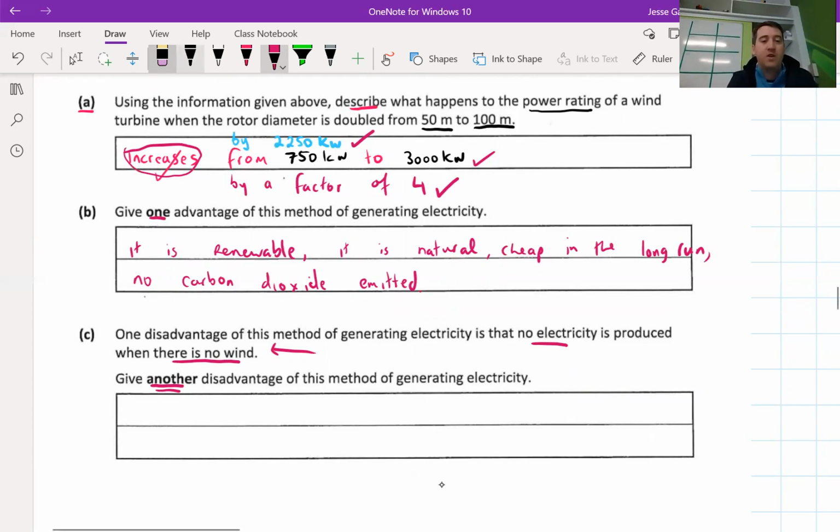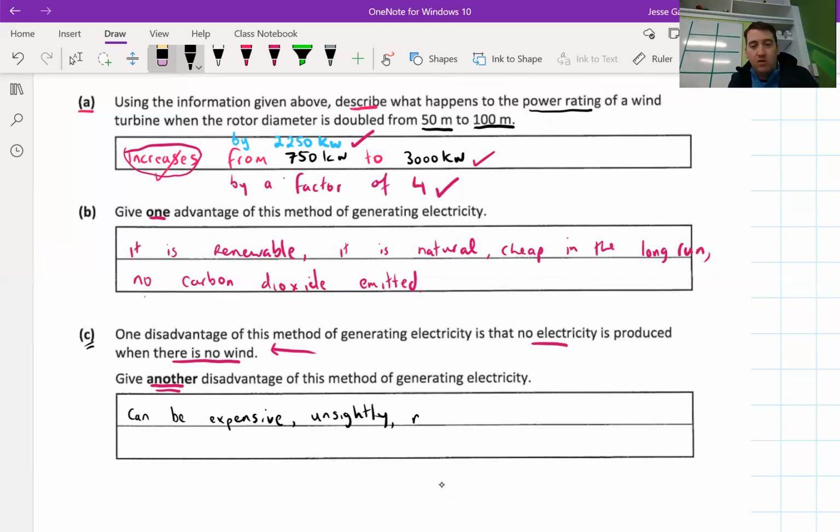Okay, so for part C, you should be writing another disadvantage of wind. Okay, a couple of them here. It can be expensive to set up. Costs a lot of money up front. It does pay back in the long run, but sometimes people don't want to spend that money up front. Some people don't like the look of them. So you could say unsightly or ugly or destroy the landscape, something like that.